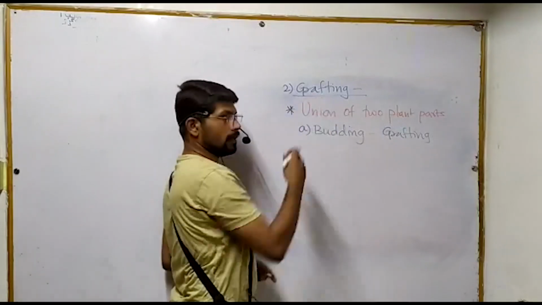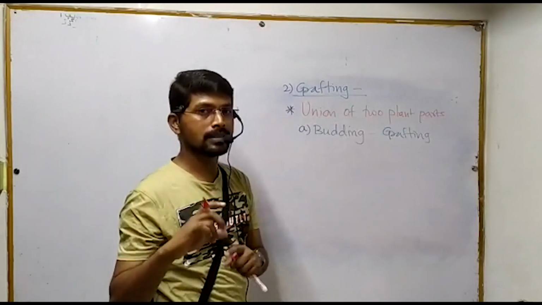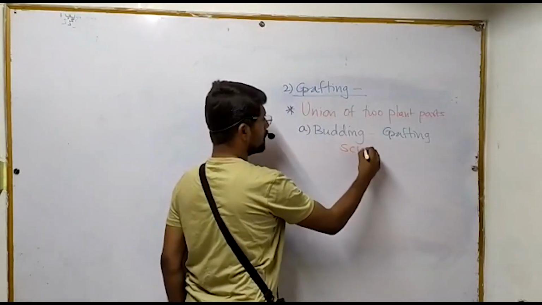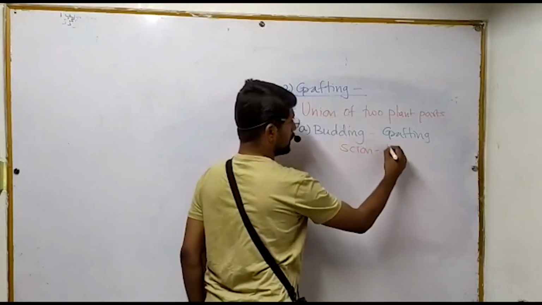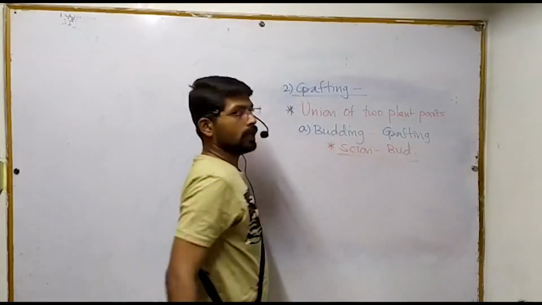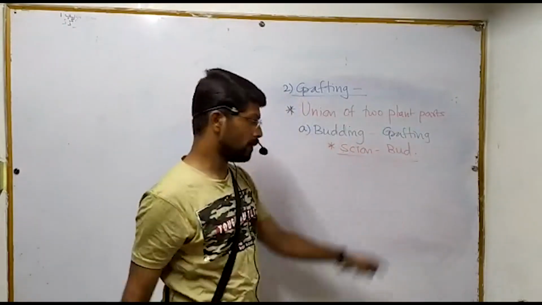In case of grafting, normal kind of grafting, you are using a stem piece as a scion. But in case of budding, the scion is not a stem piece, but only a bud. This is the important point. So budding is a grafting where the scion is a bud. This is the definition of budding simply.